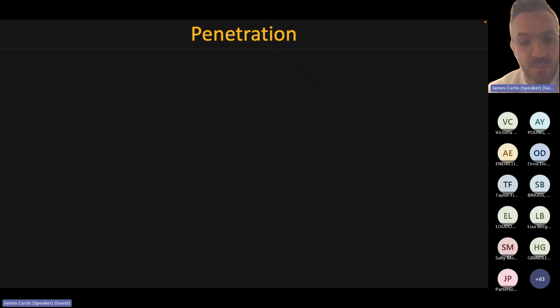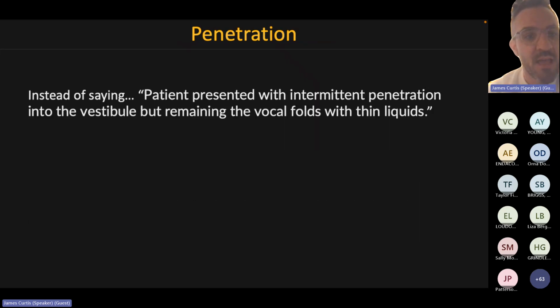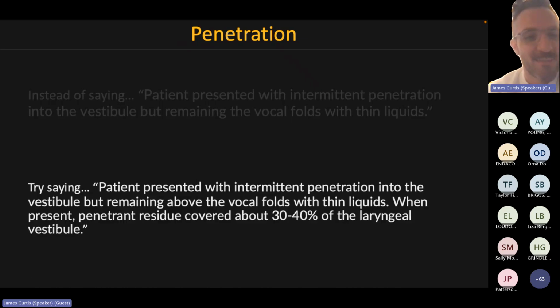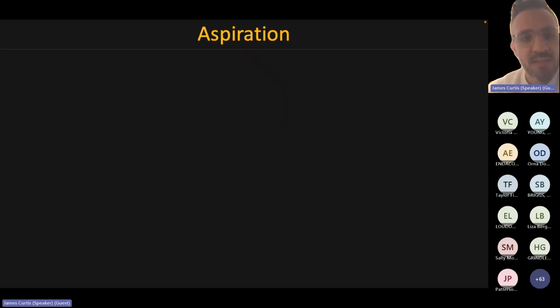If we thought about it from a penetration standpoint, instead of saying patient presented with intermittent penetration into the vestibule, we might say they presented with intermittent penetration into the vestibule, and when penetration was present, it covered around 30 to 40% of the vestibule. So rather than not talking about the amount at all, we can give an estimated range of how much tissue was covered. This, I think, is especially important when talking about aspiration.